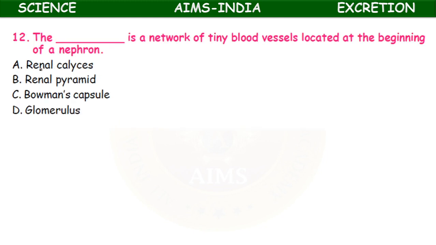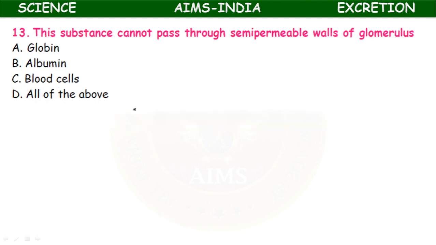The dash is a network of tiny blood vessels located at the beginning of a nephron. Renal calyces, renal pyramid, Bowman's capsule, glomerulus. It is the glomerulus, a network of tiny blood vessels. The afferent arteriole will form the glomerulus.